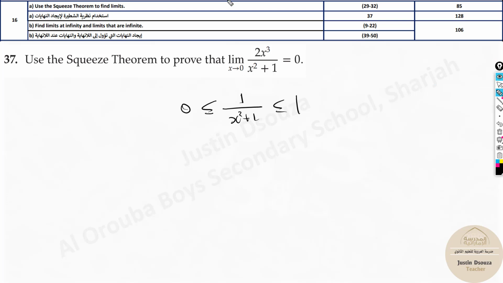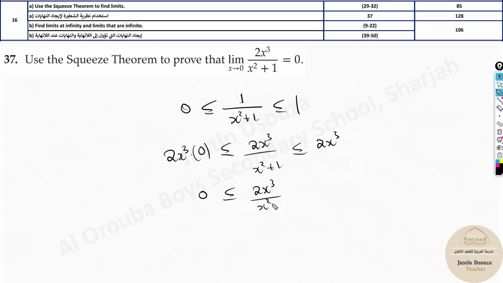Now what next? We have to multiply by 2x cube, the polynomial part, on all sides. 2x cube multiplied by 0 is less than or equal to 2x cube by x squared plus 1, which is less than or equal to 2x cube. Now we have 2x cube here, here and over here. Here it was multiplied by 1, so it will be the same thing. Now take the limits.